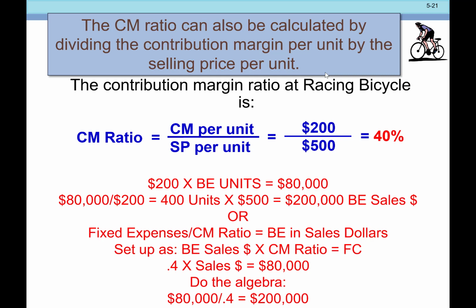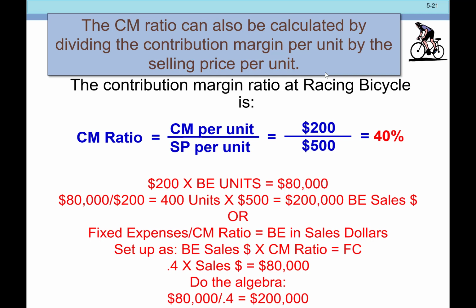Okay. If I just wanted it in dollars right out, and I didn't want to have to take this extra step, I simply could have taken my fixed expenses, divided that by the contribution margin ratio, and that will automatically turn that into a break-even sales dollar, right? Because the contribution margin ratio is telling you what percent of each sales dollar goes to cover fixed cost, right? And so you get the same answer here.